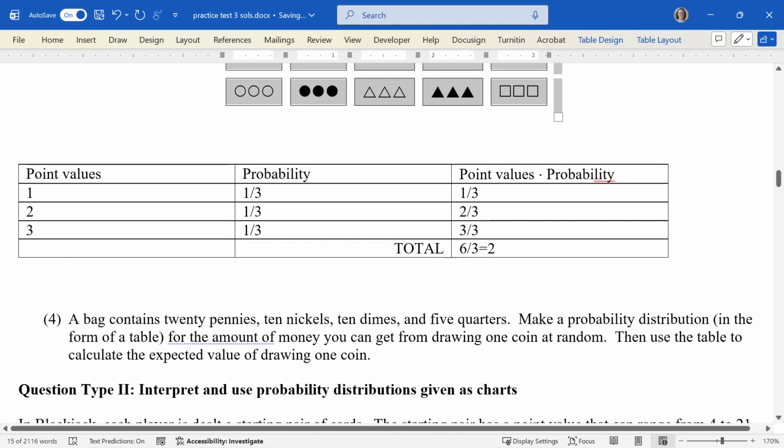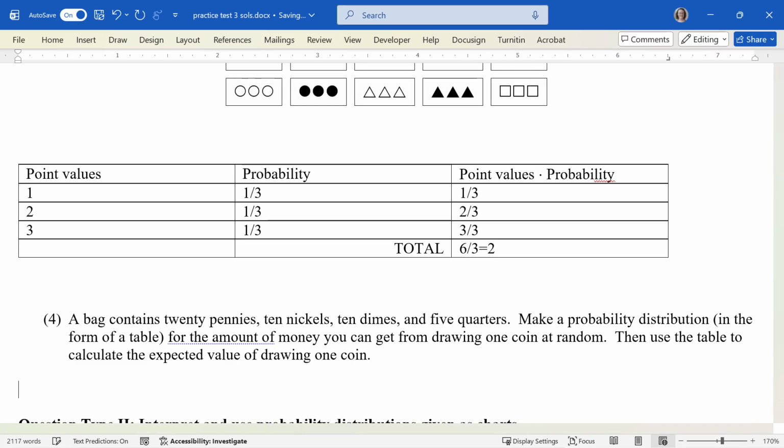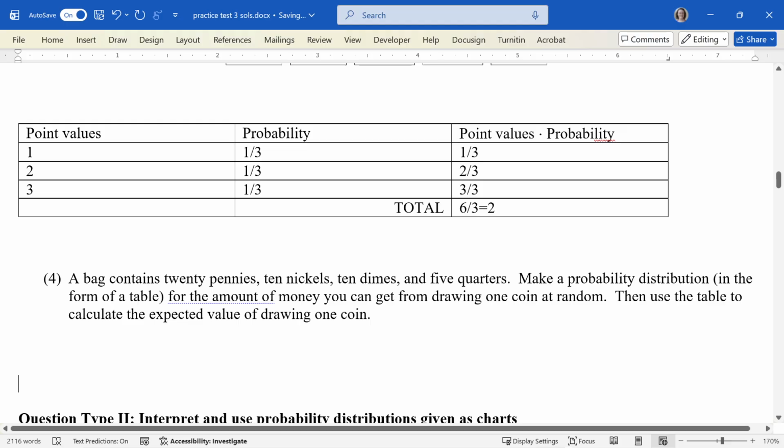Okay. The last one in this section, a bag contains 20 pennies, 10 nickels, 10 dimes, and 5 quarters.